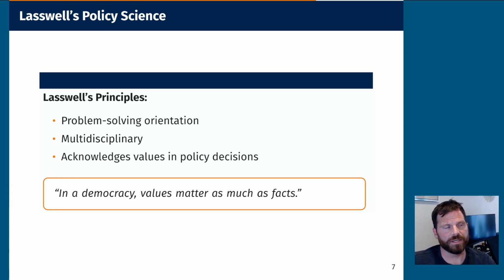So, in your text, Lasswell is mentioned as calling for this kind of policy science, right? I've talked about policy science in this class several different times, and here's what that means. It's a problem-solving orientation to science. It's multidisciplinary, meaning that we're pulling in from multiple academic disciplines and fields to understand problems and come up with solutions. And we're recognizing that policy decisions are value-based. Going back to the bounded rationality idea, we can't separate values from facts, especially in a public space. In democracy, values matter just as much as facts.